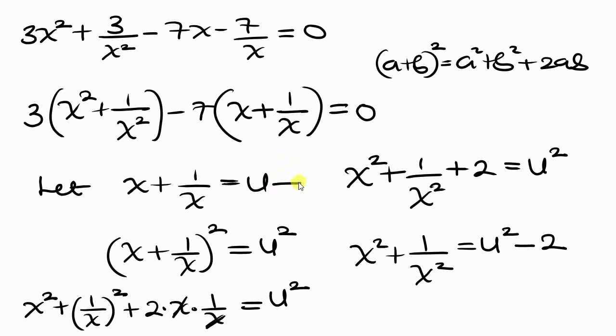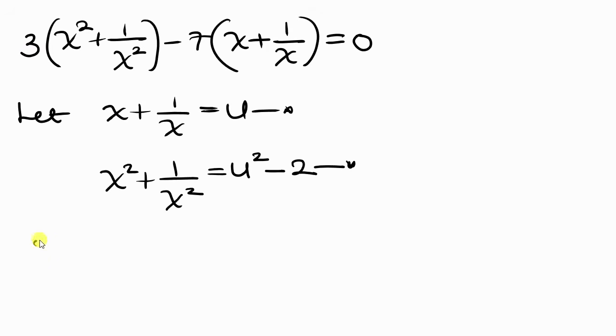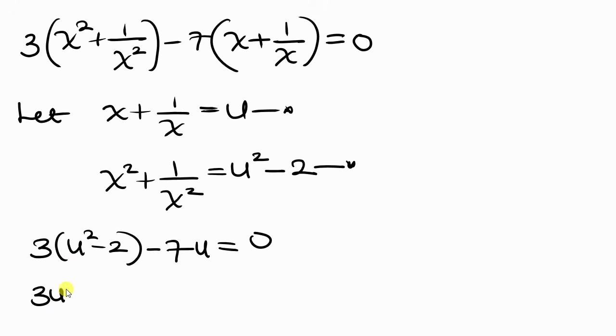x plus 1 all over x, which is what we have here, we substitute u. And x squared plus 1 all over x squared, which is what we have here, we substitute u squared minus 2. So let's substitute. So we have 3 times this, which is u squared minus 2, and then minus 7 times this, which is going to be u, and this is equal to 0. Now let's open up this bracket by distributing this 3 inside. So this becomes 3u squared minus 3 times 2, that is 6, minus 7u equal to 0.